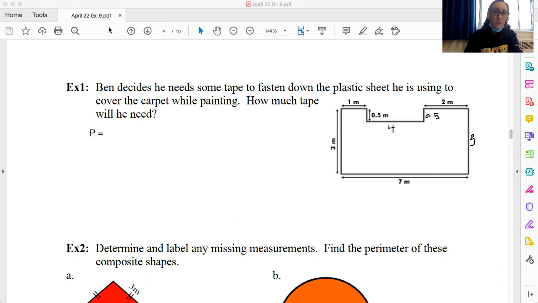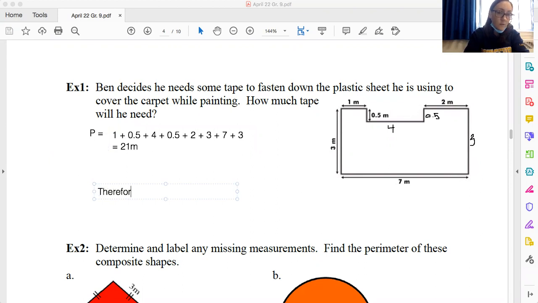Okay. So just that way you don't forget anything. Again, work your way around the shape so you don't forget any numbers. 7 and then 3. And if you add that all up, that gives you 21 meters. And because it's a word problem, you're going to add a therefore statement. So therefore, Ben will need 21 meters of tape. Again, don't square, don't cube. That's it.